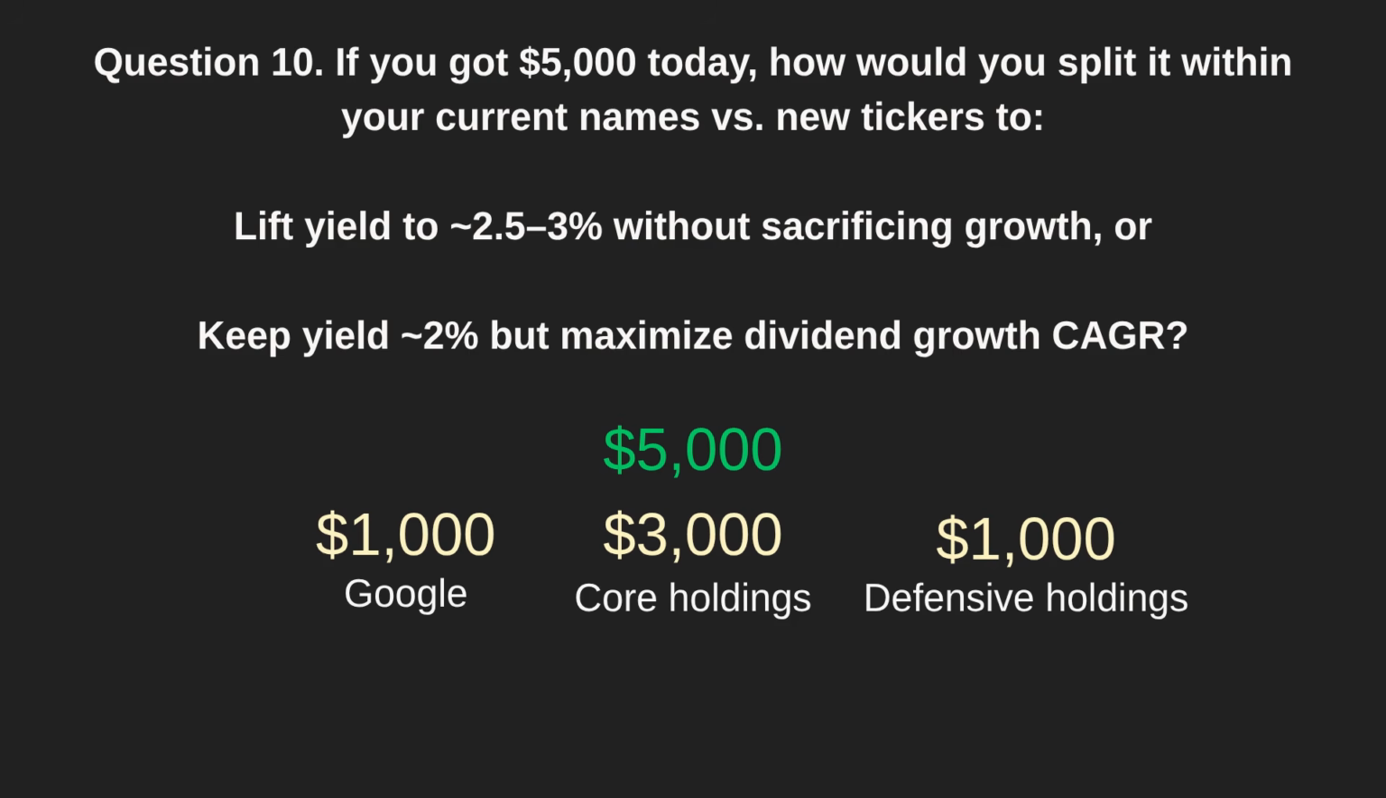Now, if I were to receive $5,000 and invest it, the first $1,000 will go to Google. The company is currently undervalued as we speak. I will use $3,000 for my core holdings, and the last $1,000 I will use to fund my defensive, high-yield dividend payers just to maintain the stability and keep the dividend snowball rolling.